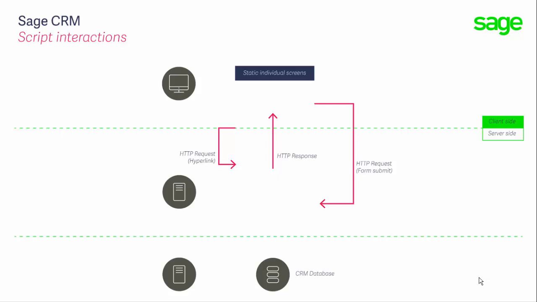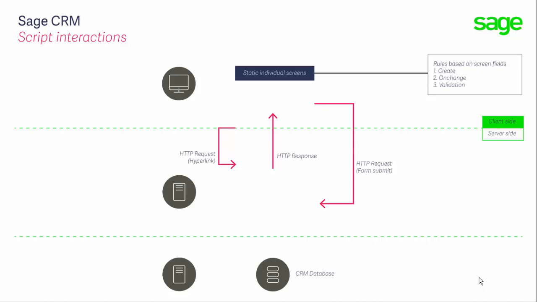And of course, inside Sage CRM we're using a web application, and just to remind ourselves, if we click a hyperlink or we submit a form, then what we're doing is sending an HTTP request from a browser to the web server. And when that happens, Sage CRM responds by assembling the HTML that is then returned to the browser.